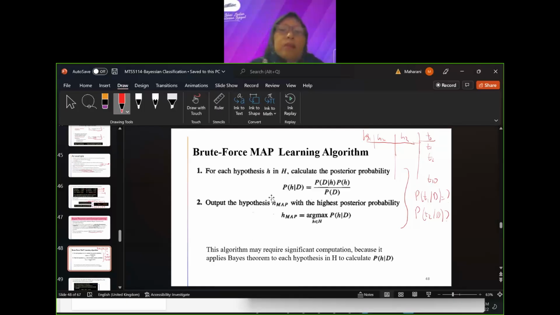So this is the way. First you compute all of the hypotheses, and then the second one, the output of the hypothesis is the one with the highest posterior probability. That is your prediction. If you have only 10 features, it's okay, you can do it manually. But imagine if you have more than that, 100 features. Let's say 10 features is okay, but the data is 100. Can you do it manually?